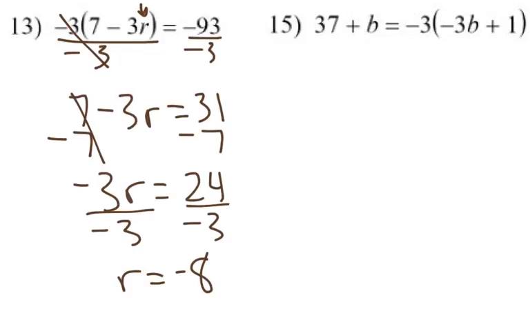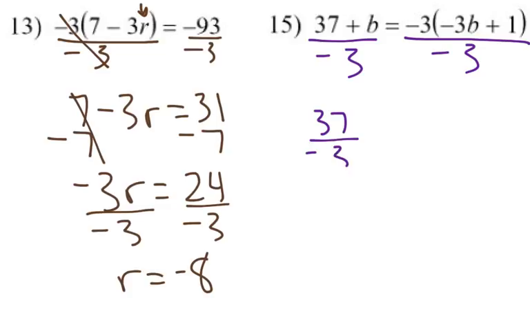Okay, the problem is if we look at number 15, if I wanted to do that same thing. Because here, we've got negative 3 times b, we add 1 to it, then we times it by negative 3. On the left side, we've got 37 plus b. Well, if I try to divide by negative 3, I'm going to end up with 37 over negative 3 plus b over negative 3. And that's not quite so easy to deal with.